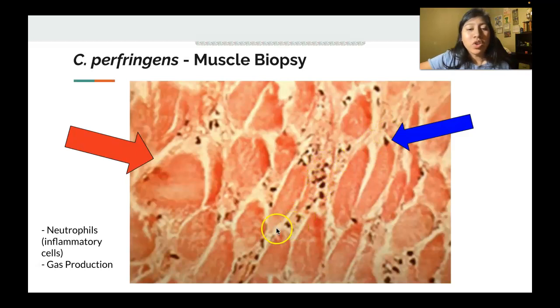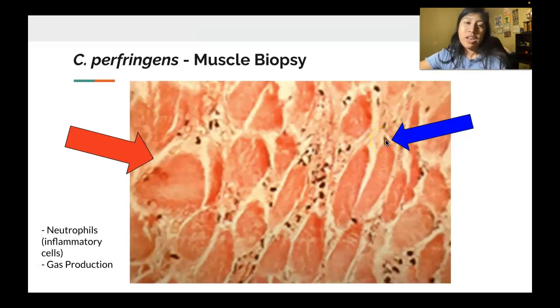Now, if you've noticed, there are not many dots or not a lot of neutrophils that should be in this site, and this is due to the alpha toxins that are being secreted by the perfringens. And since there's not a lot of neutrophils present, not a lot of impact is being made by your immune system.